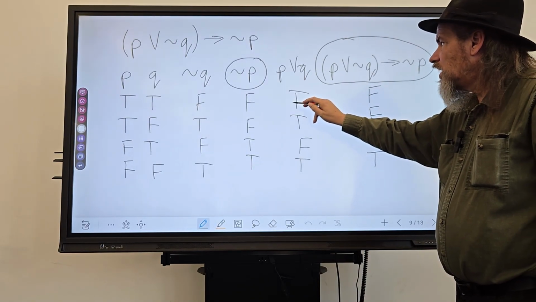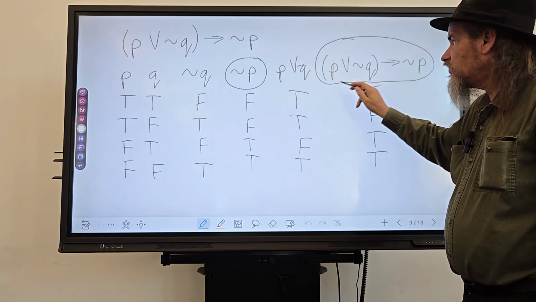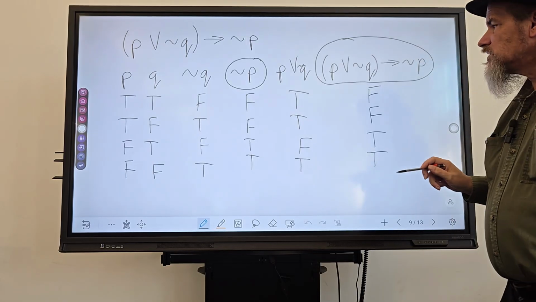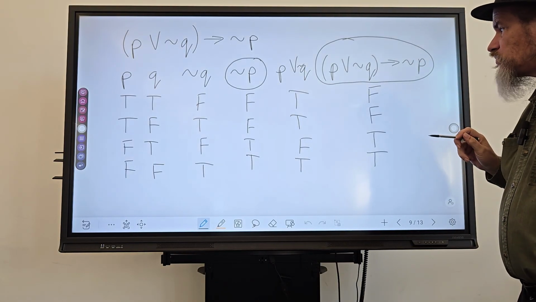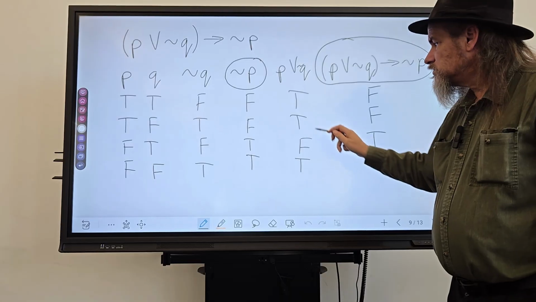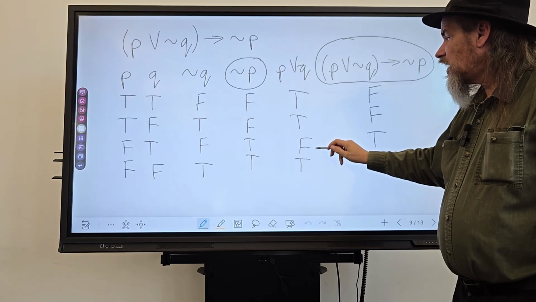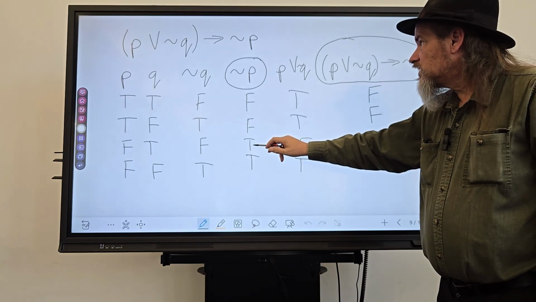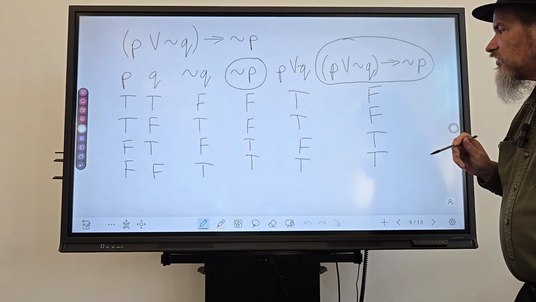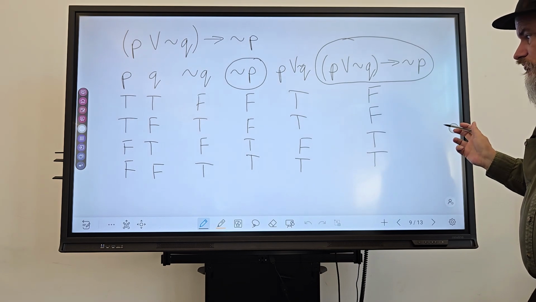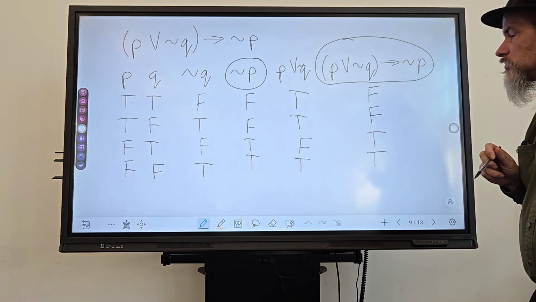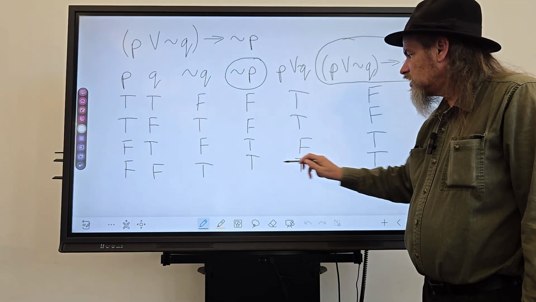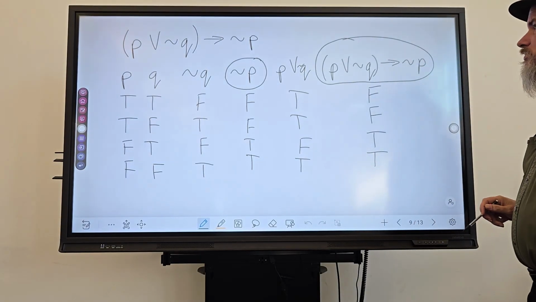because a true hypothesis with a false conclusion yields false. Same here. False hypothesis, doesn't matter what the conclusion is, it's going to be true, vacuously true. And then finally, true hypothesis and true conclusion is true.